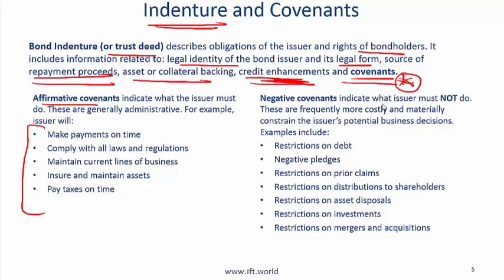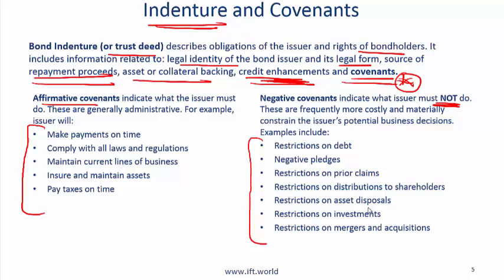Negative covenants indicate what the issuer must not do. These are frequently more costly and materially constrain the issuer's potential business decisions. And examples are shown right here. Restrictions on debt, in other words, restrictions on how much more the issuer can borrow, negative pledges, restrictions on prior claims, restriction on distributions to shareholders, restrictions on asset disposals, and so on.